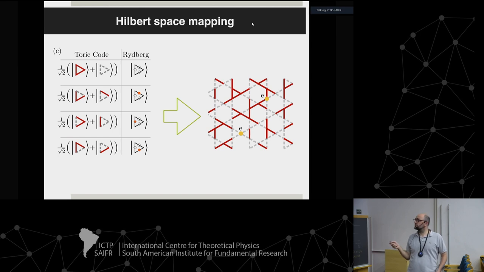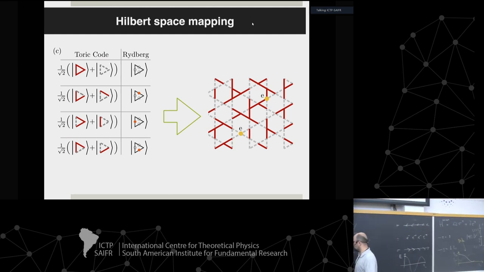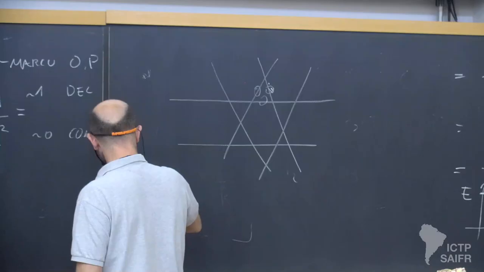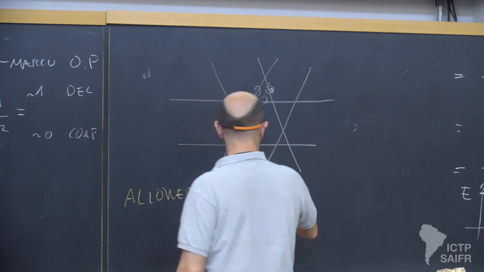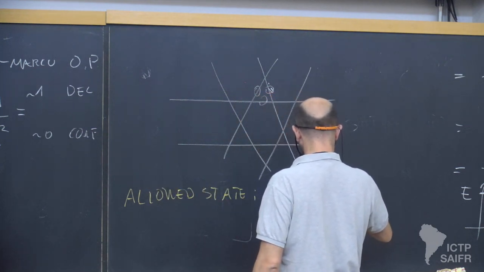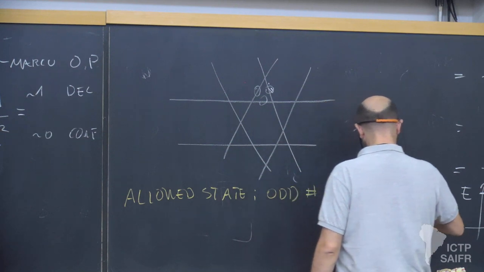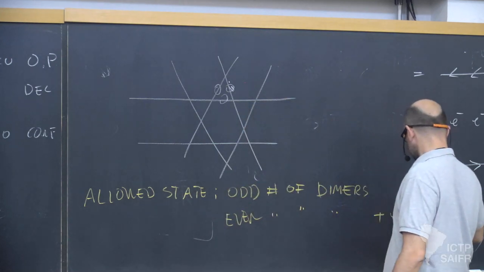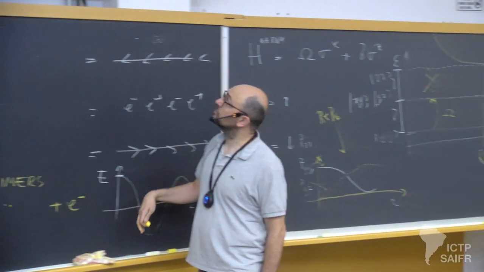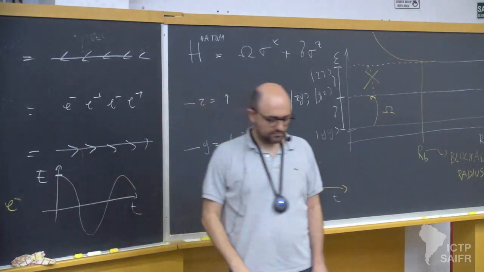But then there are a few exceptions. There are vertices like this, or vertices like this, that have either two or four. So if I have to guess a Gauss law here, we are guessing it now, the allowed states either have an odd number of dimers, or they have an even number of dimers plus one particle. Electron and positron are the same, let's just call it E. This seems to be a Gauss law that comes for free.